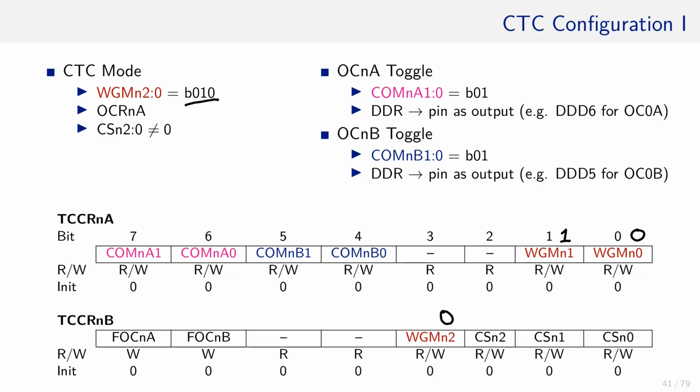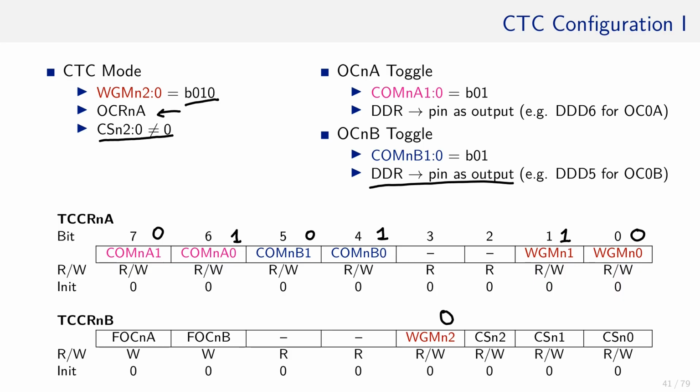In addition, OCRnA needs to be configured so that the timer knows which value to count to at maximum. Do not forget that the clock source and prescaler need to be selected as well before TCNT even starts running. To toggle the pins, COMnA or COMnB need to be set to 1. In addition, and that is important, the pin needs to be configured as an output, otherwise no signal is emitted.